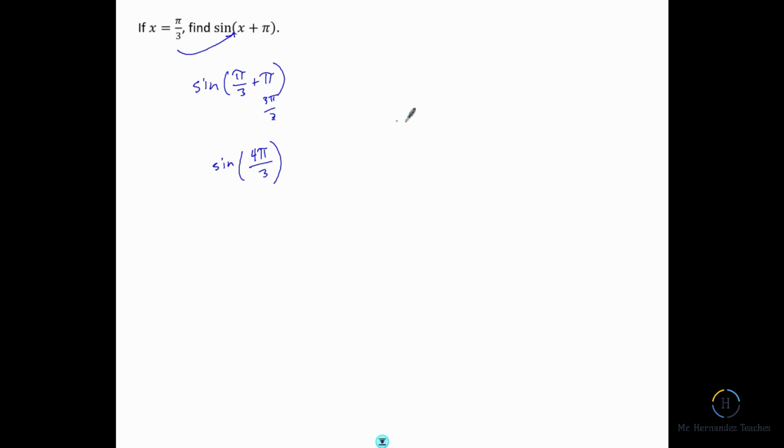Well, what is 4 pi over 3? So on the unit circle, sorry for this awful unit circle, pi over 3 is over here, then we have 2 pi over 3, 3 pi over 3, and then 4 pi over 3 right there. And we want the sine value, but let's get the coordinate down. The coordinate for that is going to be negative 1/2, comma, negative square root of 3 over 2.